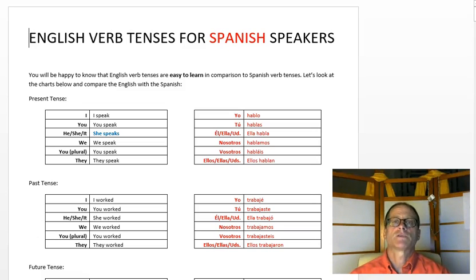English verb tenses for Spanish speakers. You will be happy to know that English verb tenses are easy to learn in comparison to Spanish verb tenses. Let's look at the charts below and compare the English with the Spanish.